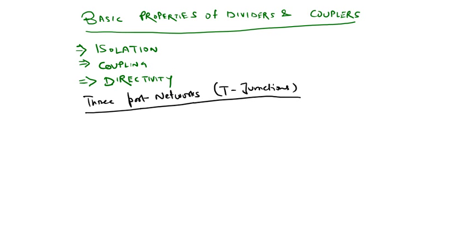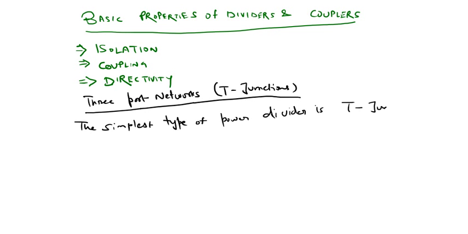The simplest type of power divider is the T-junction.